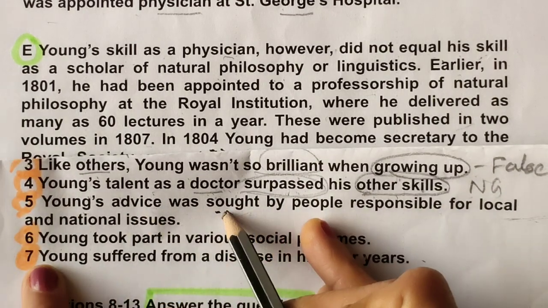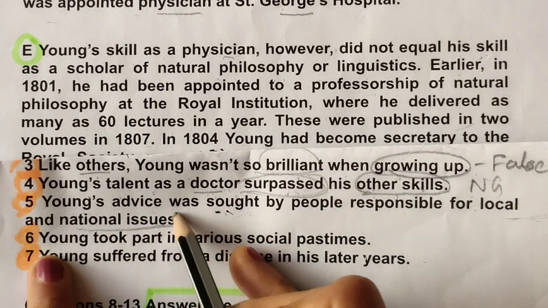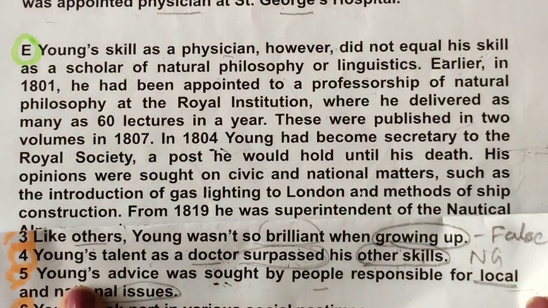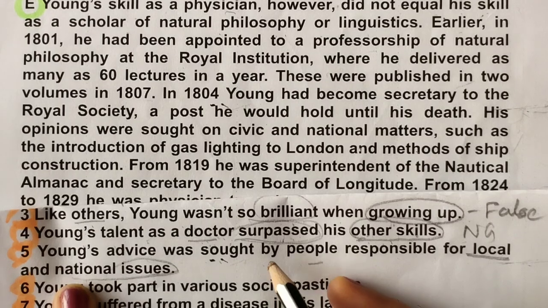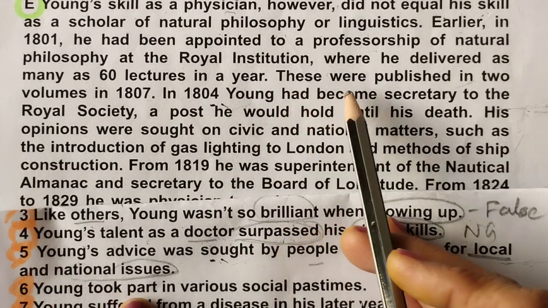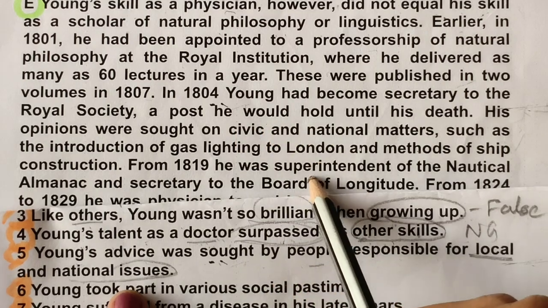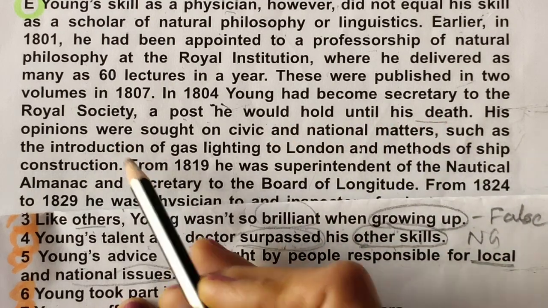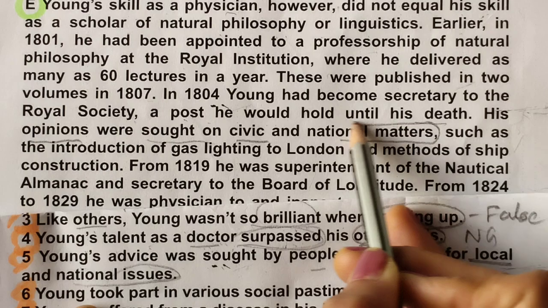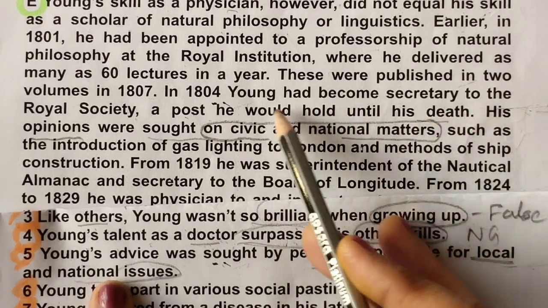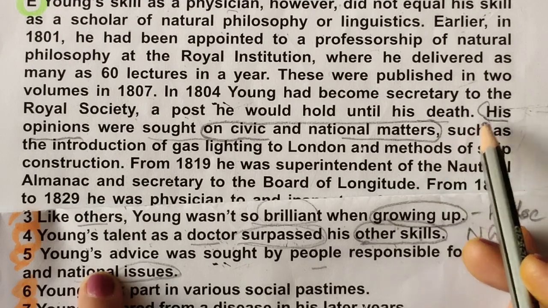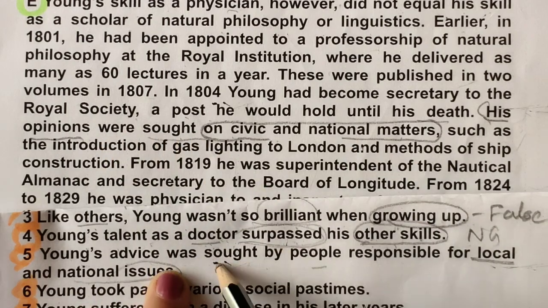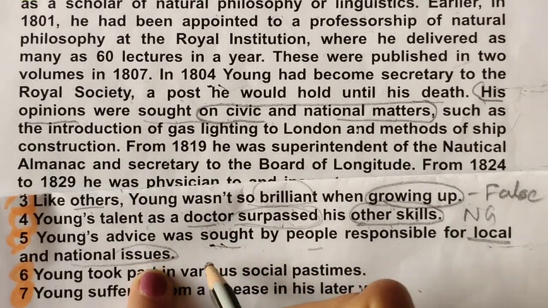Fifth, Young's advice was sought by people responsible for local and national issues. Okay, local and national issues. His advice was sought by people responsible for. Okay, let's find where they are talking about his advice. These were published in this and this, a post secretary of Royal Society, maybe a post he would hold until his death. His opinions, yes, his opinions were sought on civic and national matters. See this, it is clearly given. From here you can read for fifth. His opinions were sought on civic and national matters. Civic, local and national matters. His opinions were sought. Okay, it is clearly given. Now decide your answer. It is absolutely true.